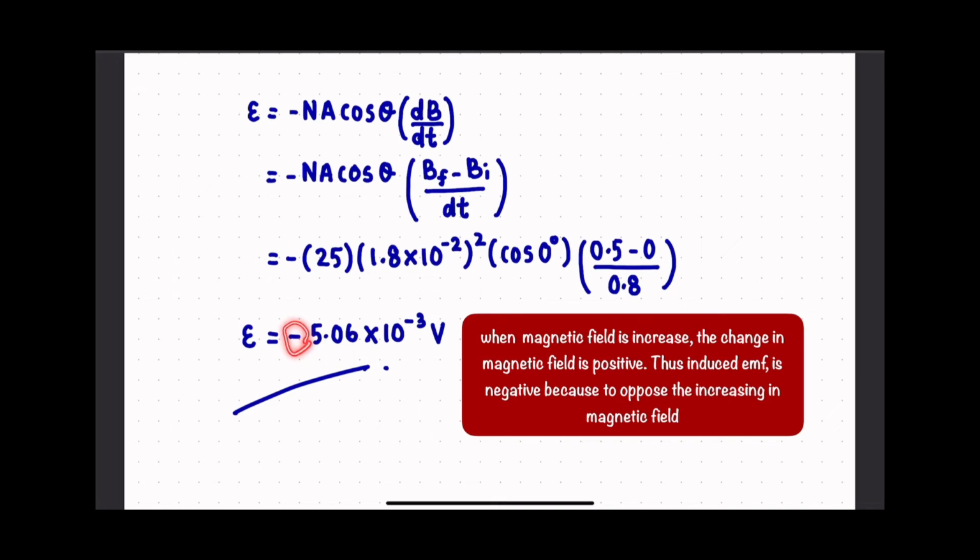Why negative here? When the magnetic field is increased, the change in magnetic field is positive. So the induced EMF is negative because it opposes the increase in magnetic field. That is why it is negative: it wants to oppose the increase. The condition is just opposition. What does it oppose? Follow whatever is changing.